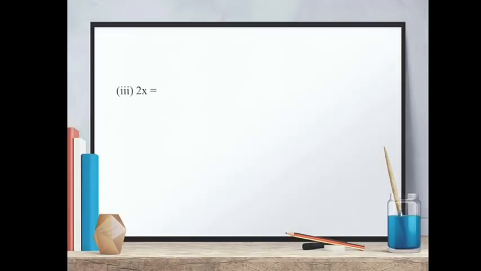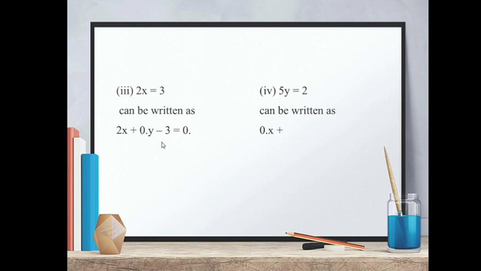Then the third is given, 2x equals 3. This can be written as 2x plus 0y minus 3 equals 0. So what we did here, 2x we kept as it is, y is not given, so that's why we take plus 0y, because 0y is equal to 0 only, and then 3 we have transferred to the left hand side, which will become minus 3. Then the next is 5y equals 2. This can be written as 0x plus 5y minus 2 equals 0. This is how we have to write the equations as linear equations in two variables.